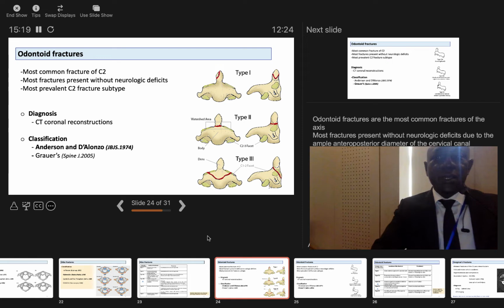The most commonly used system of classification was developed by Anderson and D'Alonzo in 1974, which includes 3 types, and type 2 is the most common. In this type 2, the fracture occurs at the junction of the odontoid process with the body.